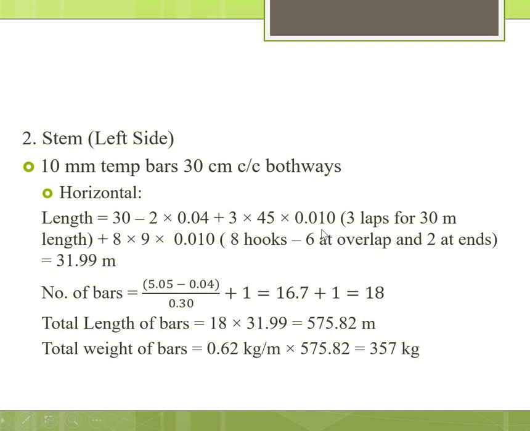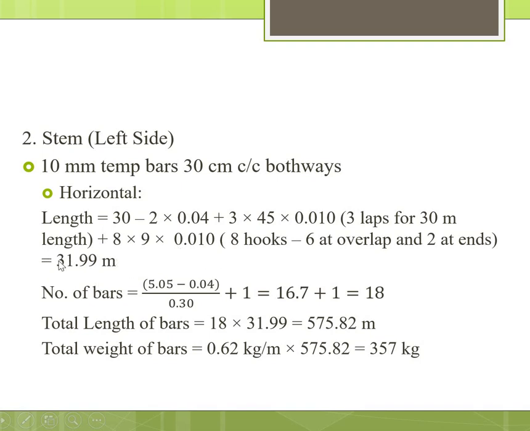Please note that when there's a change in the diameter, you have to change the overlap length, and the hook length will also change. Therefore the length won't be similar. Please be careful, the diameter will change. So here the diameter has become 10 mm, and because of that it's 3 laps, 3 times 45D, plus 8 hooks, and that's 10 mm diameter.